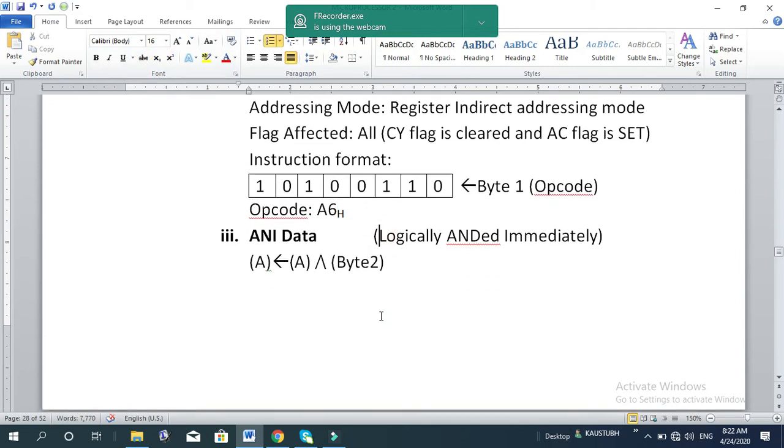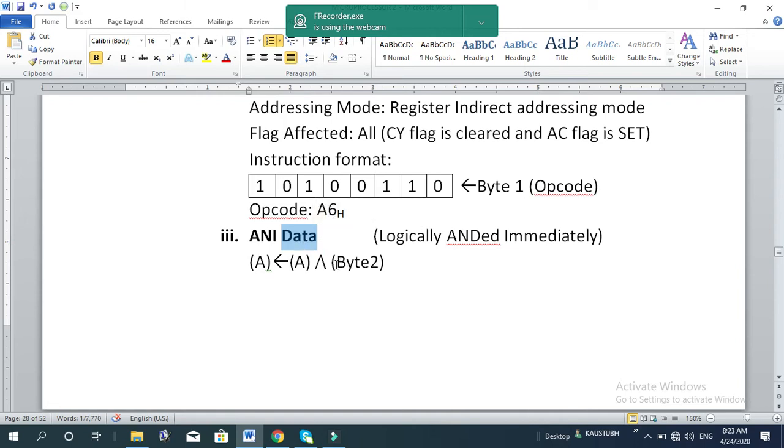Similarly, there is the third instruction for ANDing, which is ANI data. This data is the 8-bit data given immediately after the instruction. That is why it is an immediate addressing mode instruction. The meaning is logically ANDed immediately. This is a 2-byte instruction: the first byte is the opcode for ANI, and the second byte is for the 8-bit data. So byte 2 is actually your data.